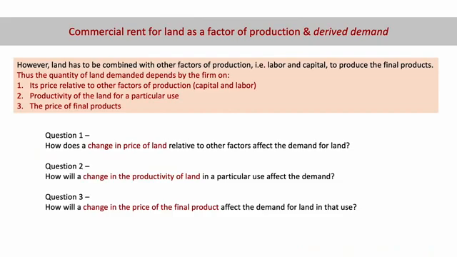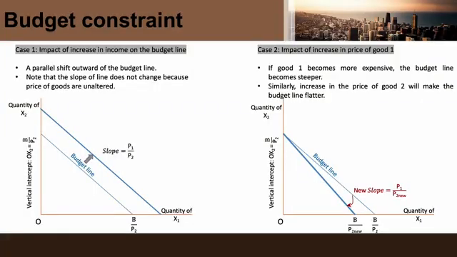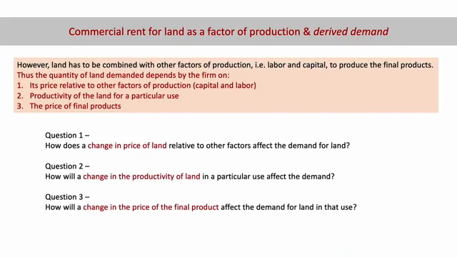Now, we have discussed isoquants. We have discussed budget constraint. So let's go back to the questions that we flagged earlier: how is the quantity demanded impacted by change in price of land, change in productivity of land, and change in price of final products. Again, emphasizing that price of land is a combination of demand and supply.